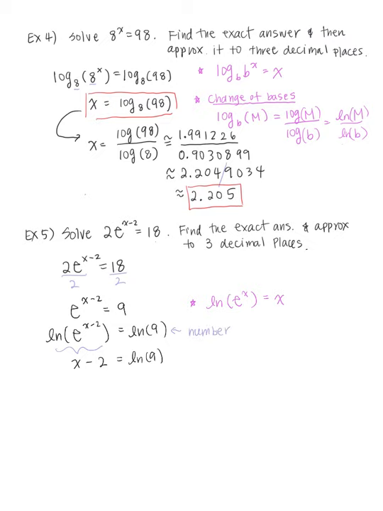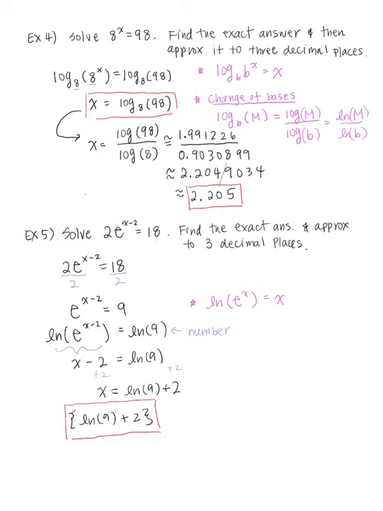All right, so now let's solve for x. How do I solve for x? Just add 2 on both sides. Then we get x equals ln of 9 plus 2. So the solution is ln of 9 and then plus 2. This will be the exact answer. All right, so I'm going to box this.